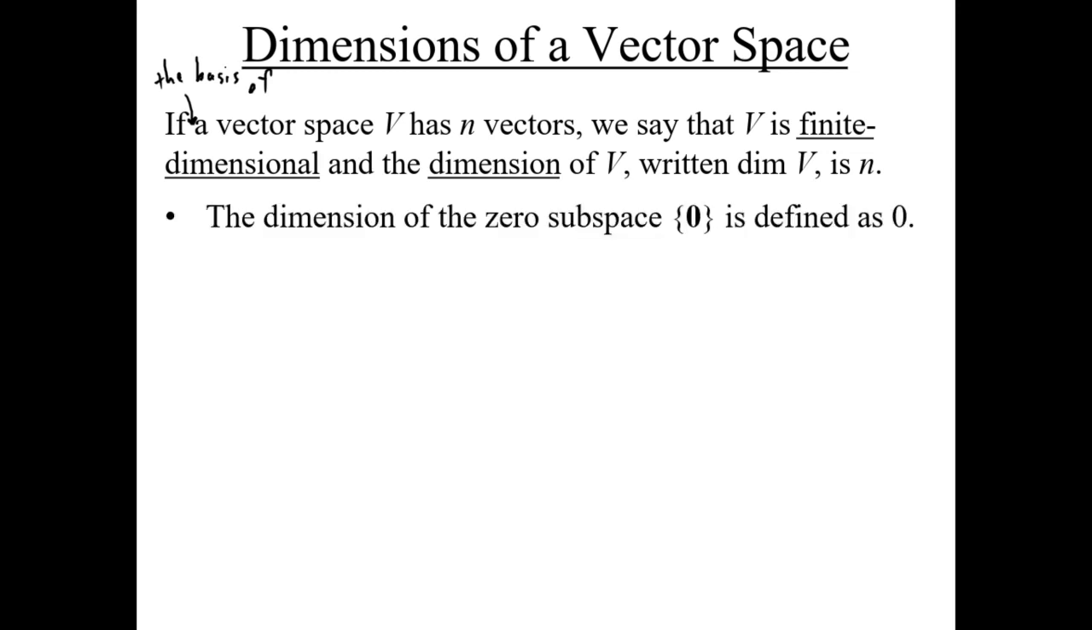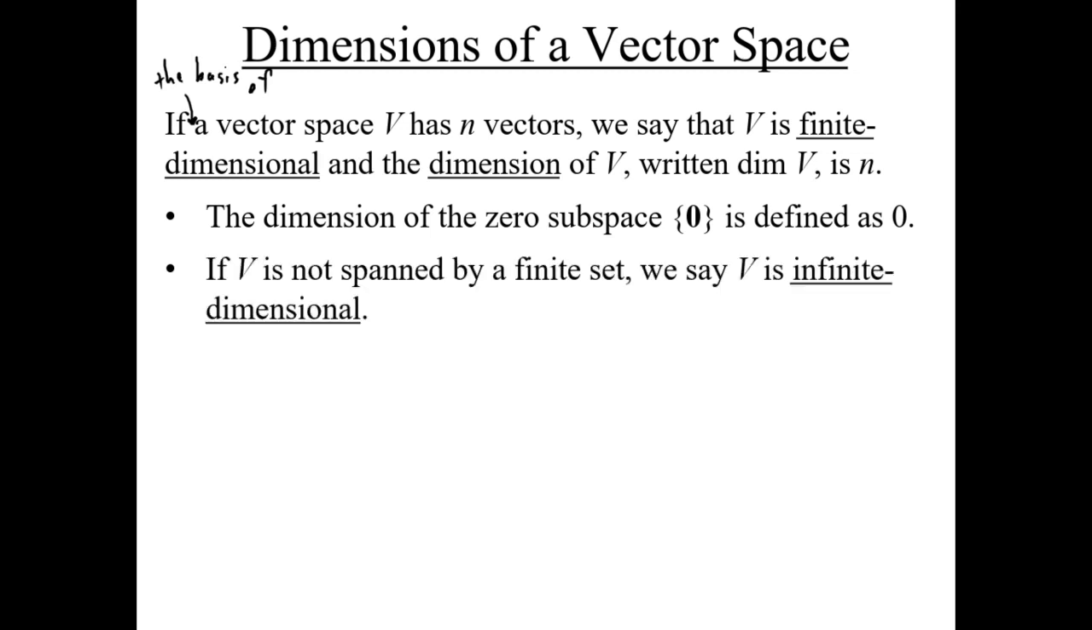The dimension of the zero subspace is just defined as 0, right? There are no vectors in there. I guess 0 is a vector space, but we're just defining it as 0. If V is not spanned by a finite set, we say that V is infinite dimensional. We'll see an example of that in a minute. And if the dimension of V is n, then that means that V is isomorphic to Rn.